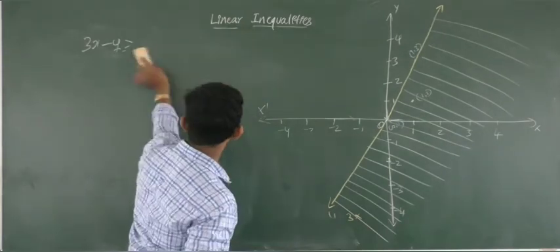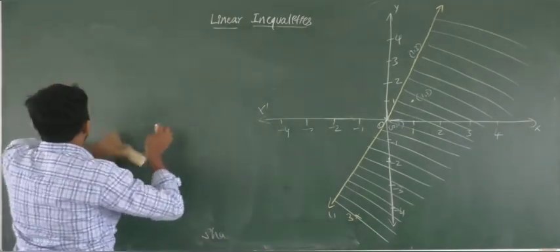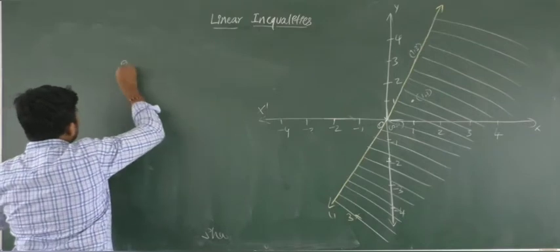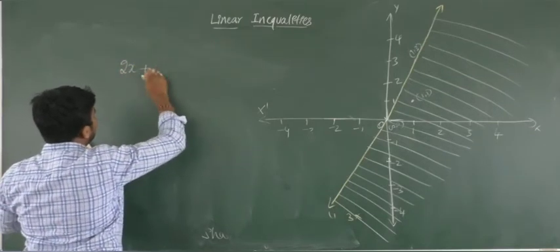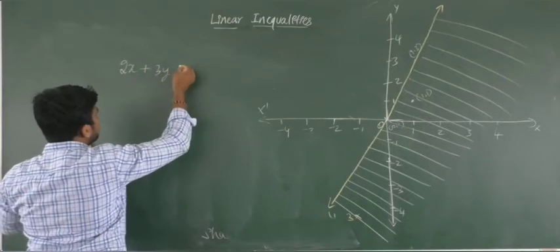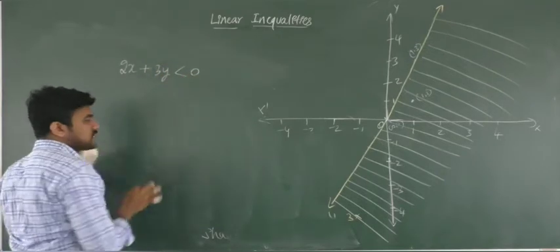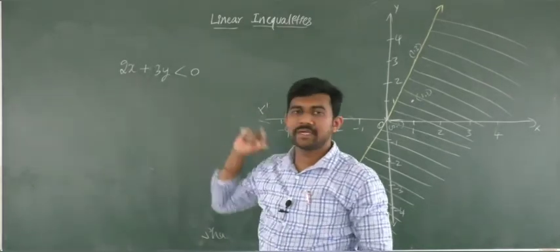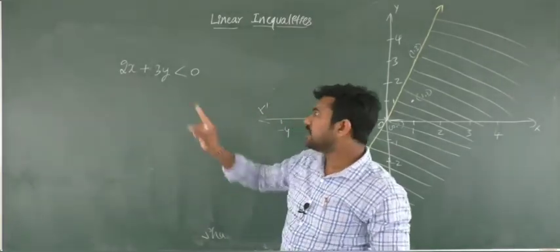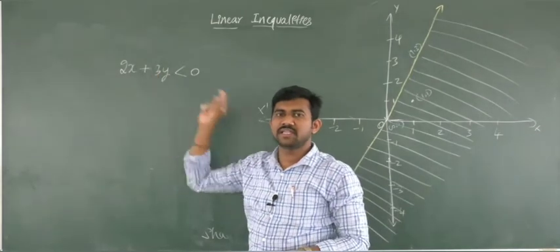See here, if we consider 2x plus 3y less than 0. One simple inequation, any inequation. Okay, I consider an arbitrary inequality. I need to draw the graph of this inequality.